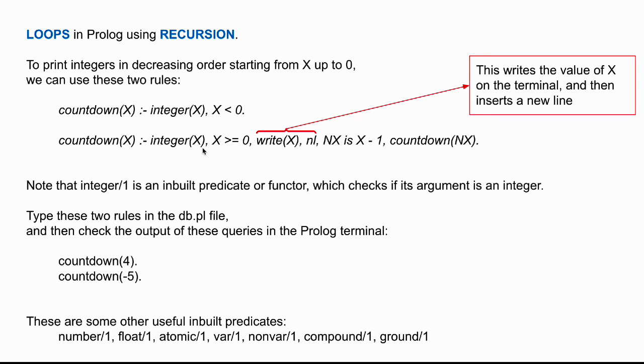Like we have integer(X), we also have some other inbuilt predicates, like number/1, which checks whether the given input is a number or not. The /1 obviously refers to the arity of the functor. You have float, which checks whether a given variable is a float or not, whether it's atomic or not, whether it's a variable, whether it's a non-variable, whether it's a compound term, or whether it's a ground term. There are some other inbuilt predicates also, which I am not getting into in this video, but as and when need arises, I'm sure you will be able to figure it out.